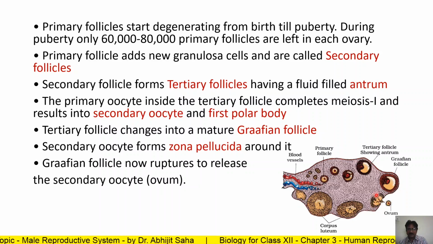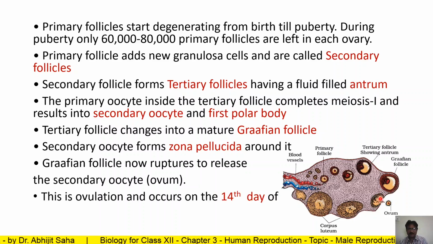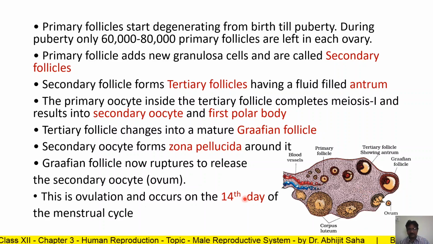This occurs on the 14th day of the menstrual cycle, the 14th day of the 28-day menstrual cycle. This is called ovulation. So we will study the menstrual cycle again after this discussion, where we will study that ovulation occurs on the 14th day of the menstrual cycle, which is of 28 days. So in a 28-day cycle, at the middle of the cycle, ovulation occurs.